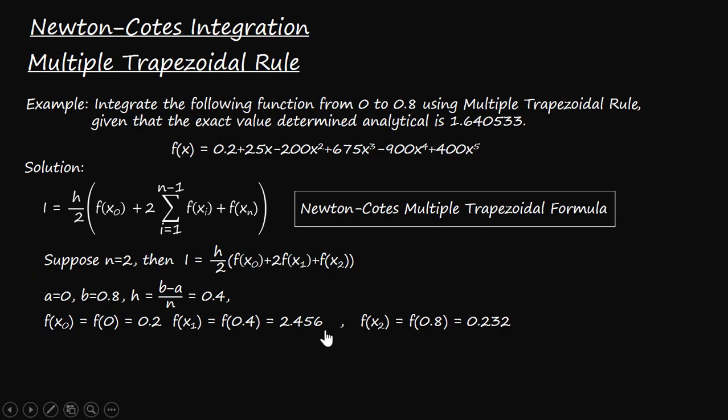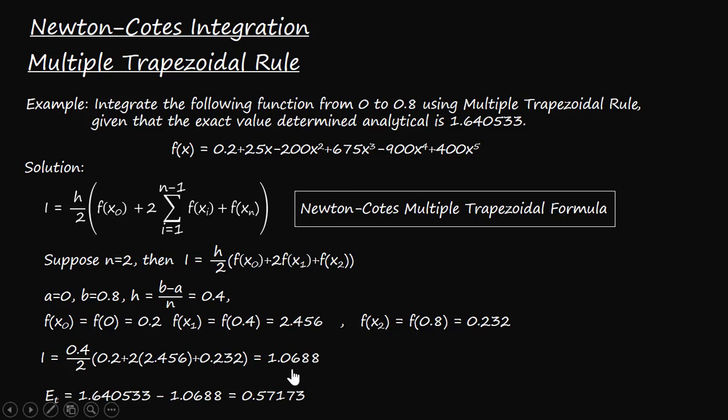When we substitute all these values into this formula, we will get 1.0688. Now you can see that the difference between this exact value and the approximate value is comparatively small, and the error between these two values is 0.57173.